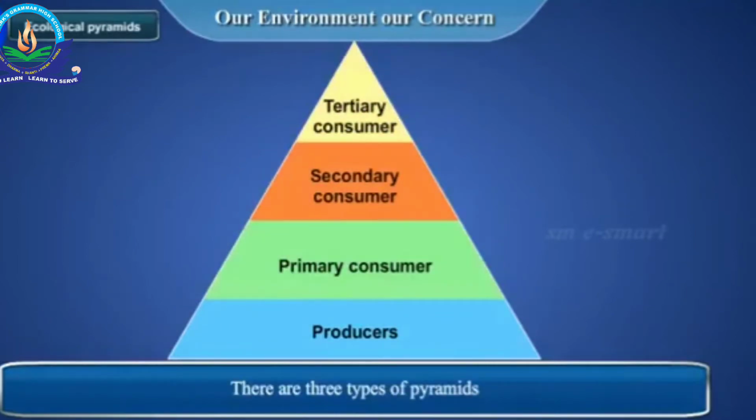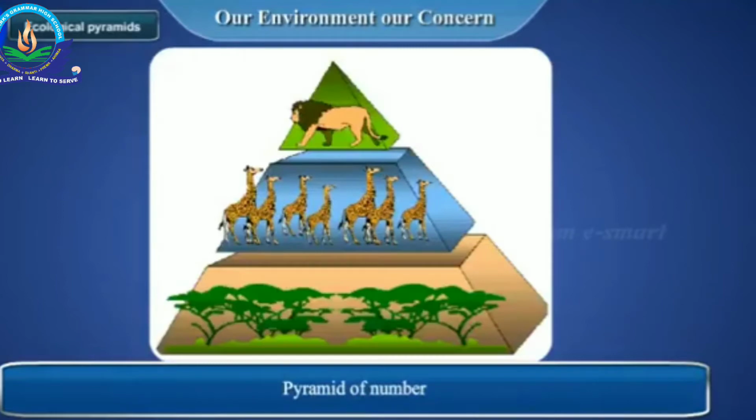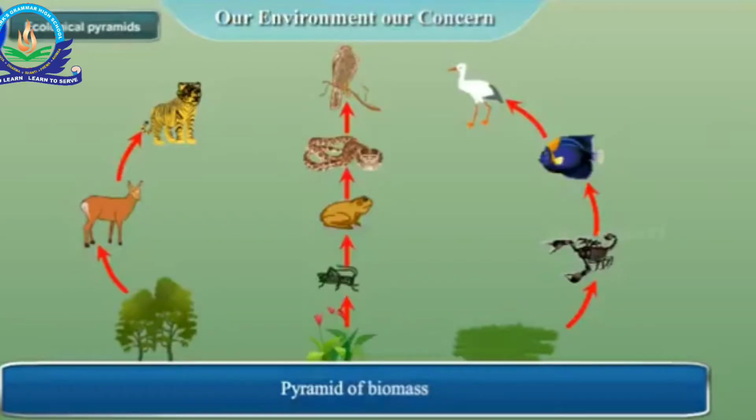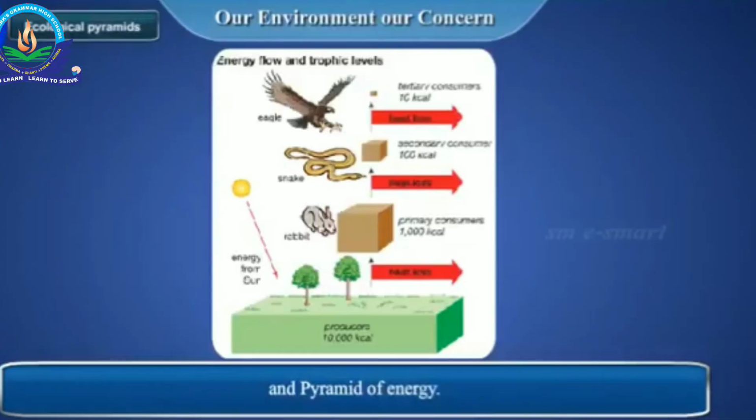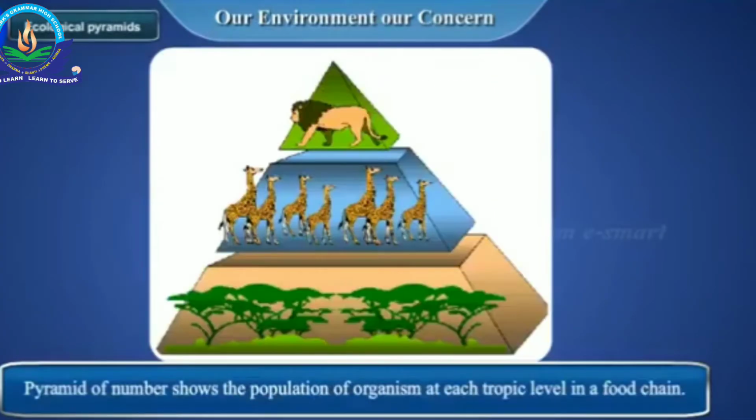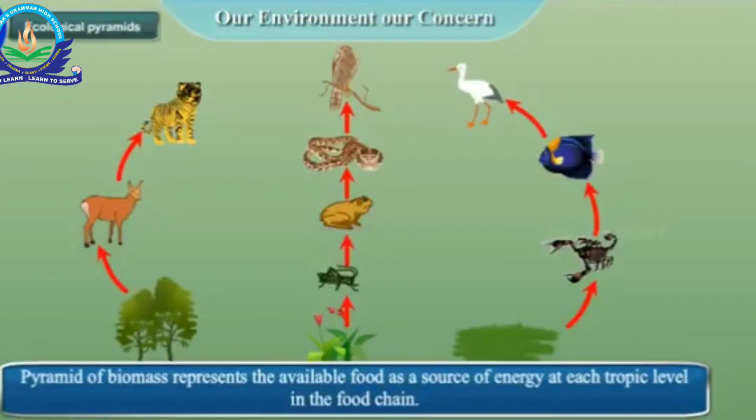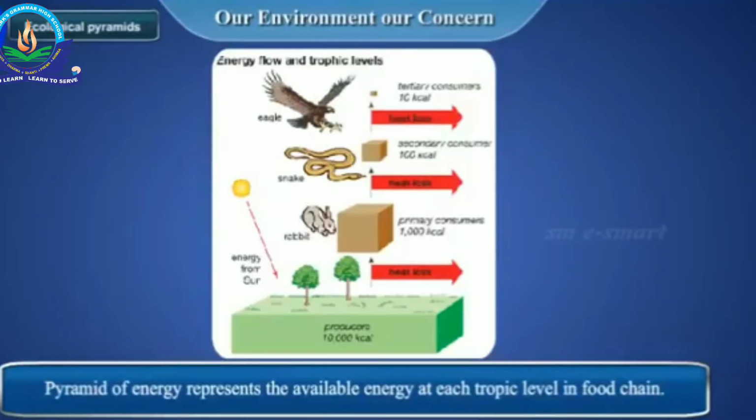There are three types of pyramids: pyramid of number, pyramid of biomass, and pyramid of energy. Pyramid of number shows the population of organisms at each trophic level in a food chain. Pyramid of biomass represents the available food as a source of energy at each trophic level in the food chain. Pyramid of energy represents the available energy at each trophic level in the food chain.